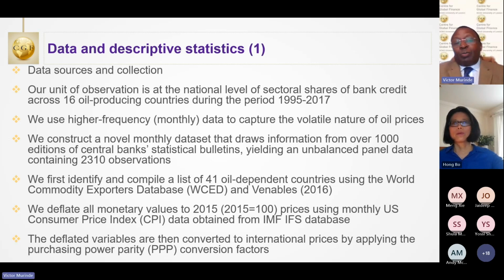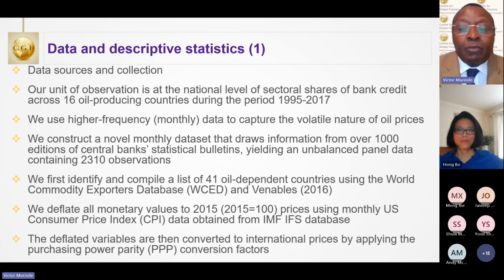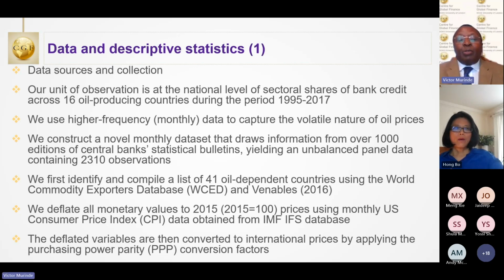Our main unit of observation, as identified and stated in the model specification, is the national level of sectoral bank credit shares across 16 oil-producing countries during the period 1995-2017. But how did we get there?